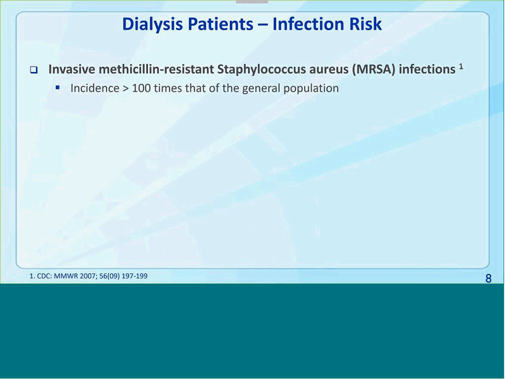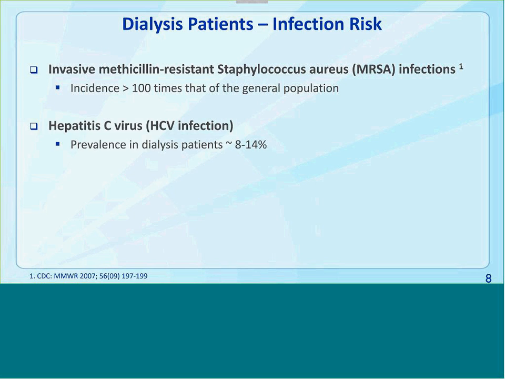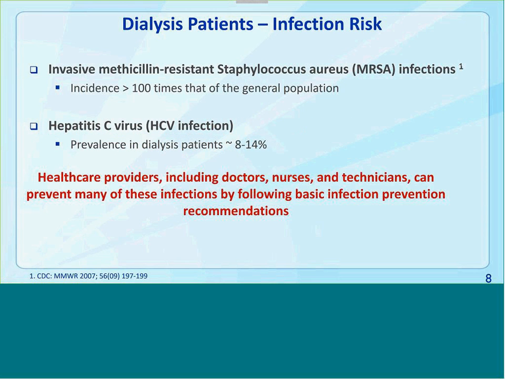So what is the infection risk for dialysis patients? Both of these are a little bit astounding numbers. When I think of patients that are infected with Staph aureus or MRSA, my guess is that all of you have seen this. The incidence of invasive infection with MRSA in dialysis patients is 100 times greater than in the general population. That's a pretty significant increase. And for Hep C virus, and we'll talk a little bit more about this, the prevalence in dialysis patients is anywhere from 8 to 14%.